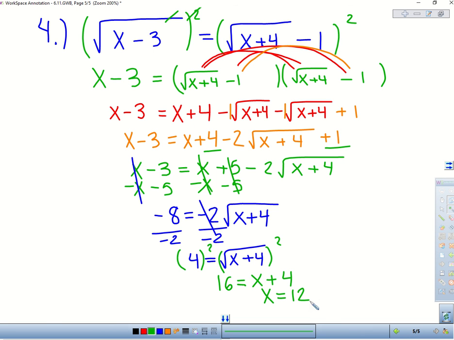So homework 1 through 12 is due tomorrow night, and then tomorrow we'll work on Delta Math in class.